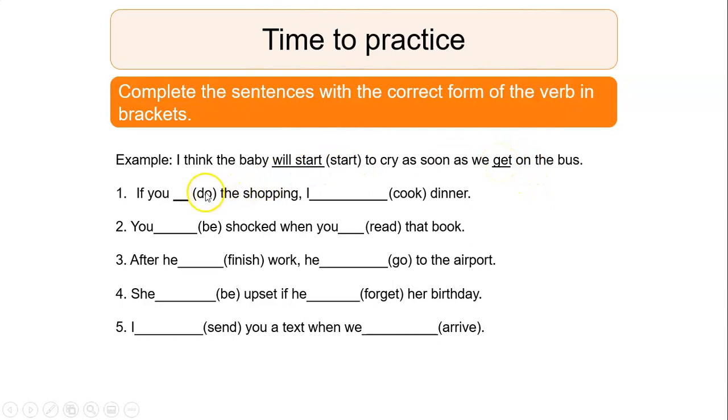So here we have do in brackets and cook in brackets. Okay, so complete these sentences. Each time, one is going to be in the present simple. That's the one that follows the future time clause. And for the other, you're going to use will with the infinitive without to. That's the main clause. Okay, so pause your video, take 3 minutes, and then we'll check together.